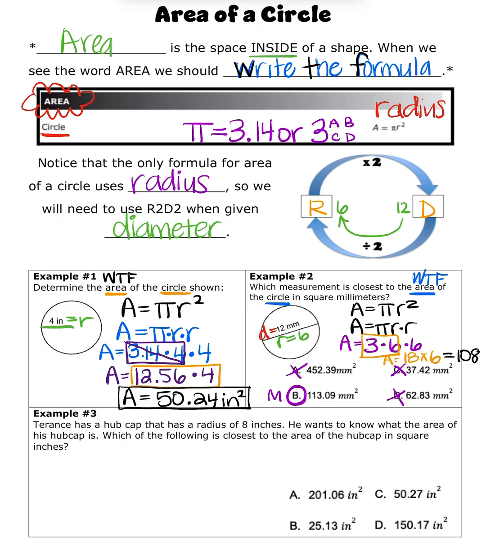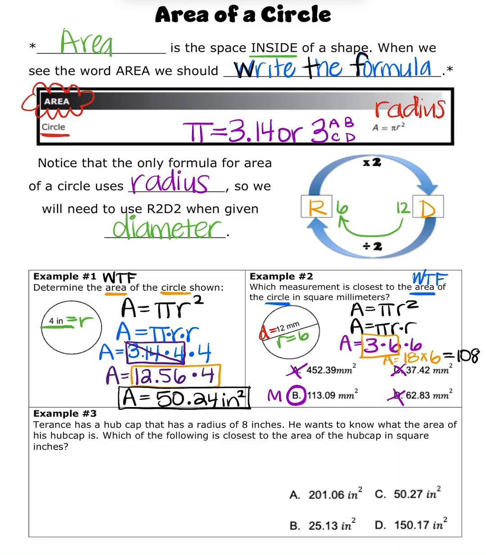So again, when you use 3 instead of 3.14, when you have answer choices, you're going to pick the answer that's closest. So again, I got 108. 108 is close to 113. Okay, don't let the decimal at the back mess with you. All right, example number 3.